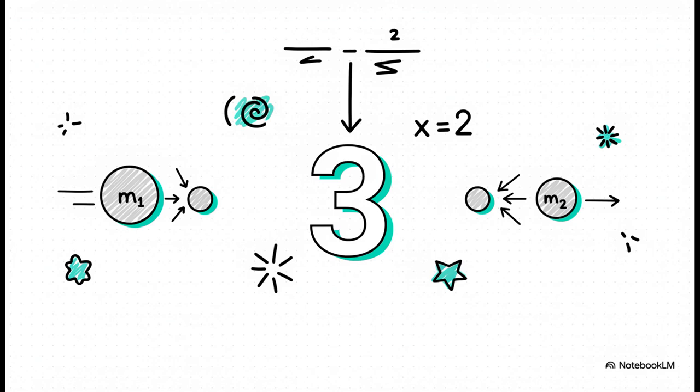The momentum equation gives us an expression for v, and the energy equation gives us one for v squared. So we just square the result from our momentum equation and set it equal to the result from our energy equation. And when we do that, poof! All the velocity terms completely cancel out, leaving us with a beautiful, simple equation that only has the masses in it. We do a little cross multiplication, tidy it up, and we get our answer. The mass ratio, m1 over m2, is 3.